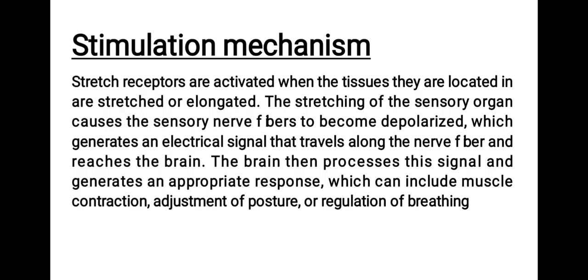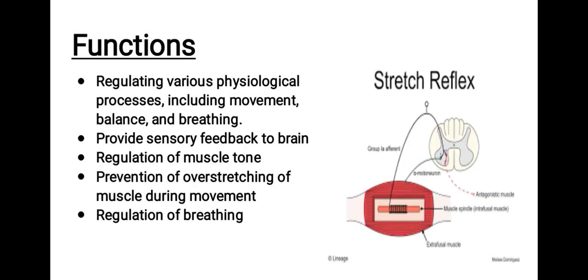Stimulation mechanism: stretching of the sensory organ causes the sensory nerve fibers to become depolarized, which generates an electrical signal that travels along the nerve fiber and reaches the brain. The brain then processes the signal and generates an appropriate response, which can include muscle contraction, adjustment of posture, and regulation of breathing. They provide sensory feedback for the brain's regulation of muscle tone, prevention of overstretching of muscle during movement, regulation of breathing, and so on.